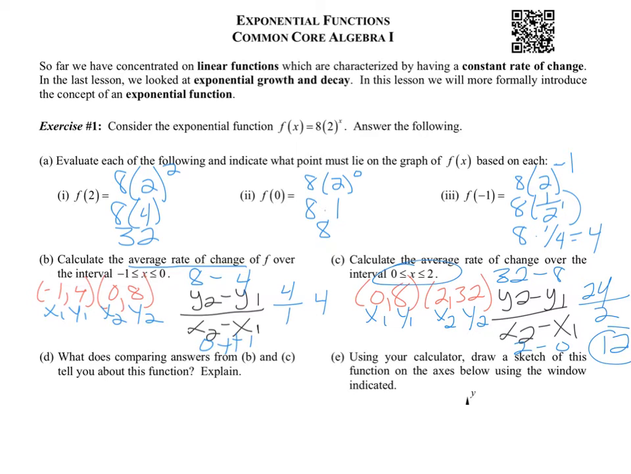So let's read D. What does comparing answers from B and C tell you about this function? Well, I have an average rate of change of 4 for the interval negative 1 to 0, and for the interval from 0 to 2, I have a rate of change of 12. What does that tell me? Remember that a linear function is a constant rate of change. And what is this reinforcing? That the rate of change for exponential functions is not constant.